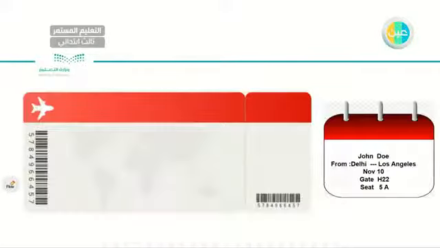We will try to get the information from that passage and complete a note. Let me tell you how. For example, I have this empty ticket, an empty boarding pass. I have all the information to your right. I have the name. The flight is from Delhi to Los Angeles. The date, this is what I mean by the word date, November 10th. The gate and the seat. If I'm going to put this information in the boarding pass, it will look like this one.